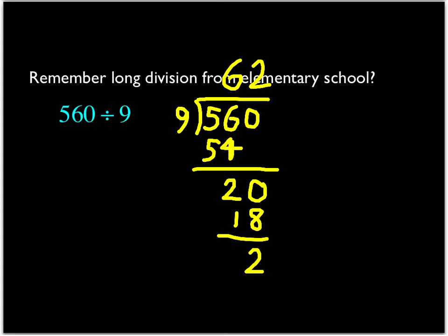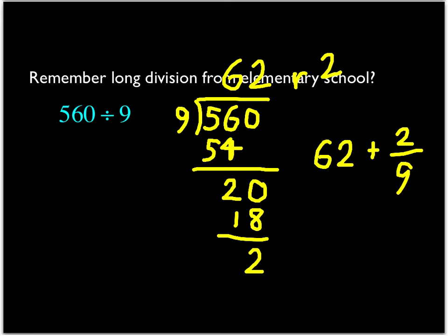So I say 62 remainder 2 would be my answer. Or another answer would be 62, and then I might say plus 2 ninths. The 9 comes from what I am dividing by, like that. That's just a quick review of doing it with numbers.